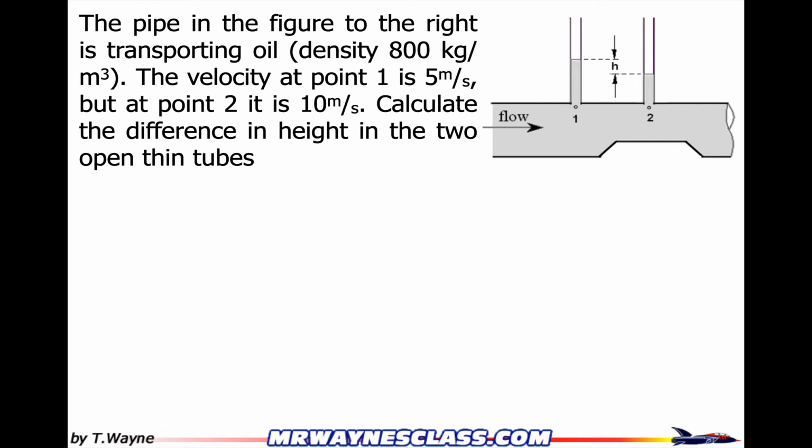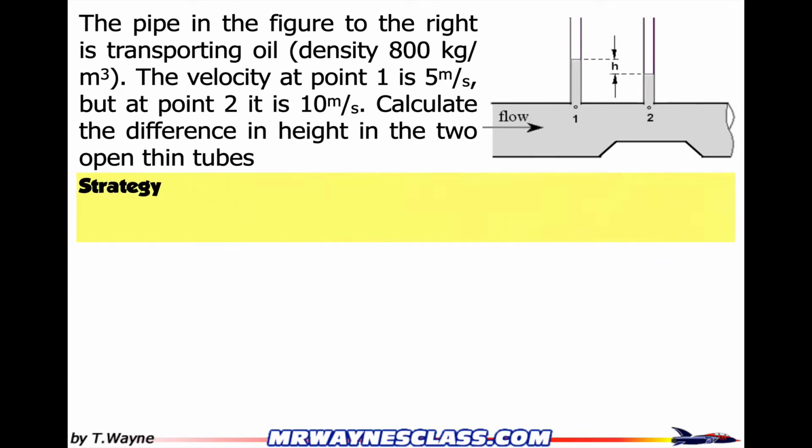This is a solution to one of the example Bernoulli equation example problems. The pipe in the figure to the right is transporting oil with a density of 800 kilograms per cubic meter. The velocity at point 1 is 5 meters per second, but at point 2 it's 10 meters per second. Calculate the difference in the height in the two open thin tubes.